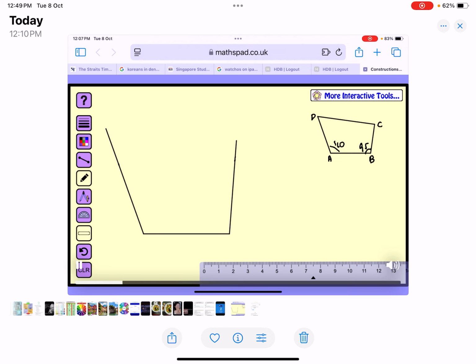Next, we need to label the angles. And now we want to construct the side. When we want to construct the side, we need to take the measurement with our compass and draw an arc. Every side must be marked with an arc. So the next side is 5.5. So once again, we take the measurement from the ruler, 5.5, and then mark an arc of 1.5 to get the point C.